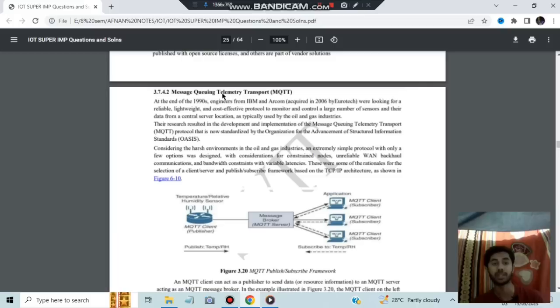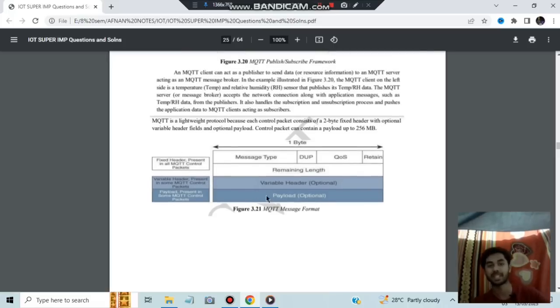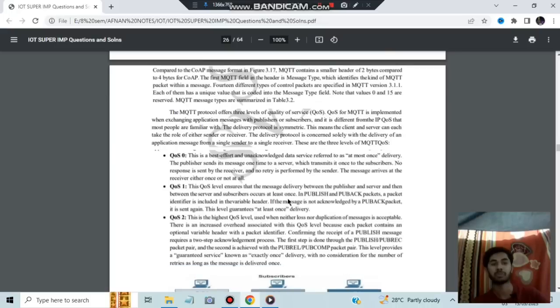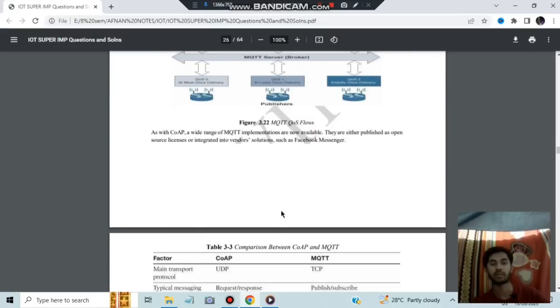MQTT is Message Queuing Telemetry Transport. Here also you'll have the clients, here is the sensor which you are getting, and here is the server. All are connected, and from there the data will be transferred, and that is what is called message queuing. It is just a different type of architecture. Remember, in MQTT we'll be using the TCP/IP architecture, because it's a secure architecture. This is the format used in MQTT. You can go through it. We also have different types of QoS, quality of service. You can have a look at that as well.